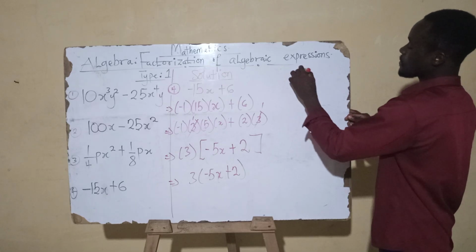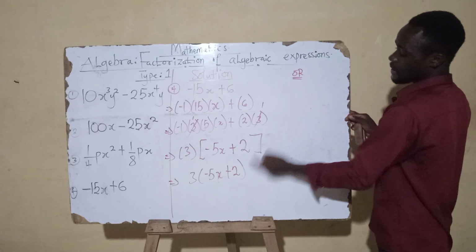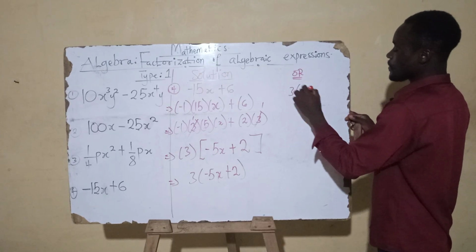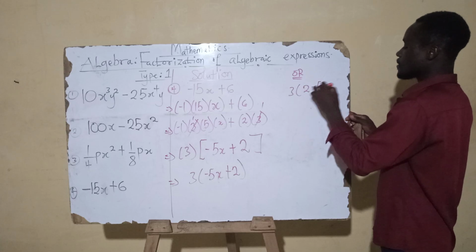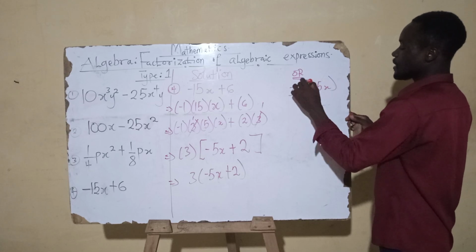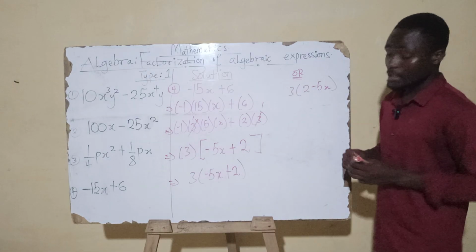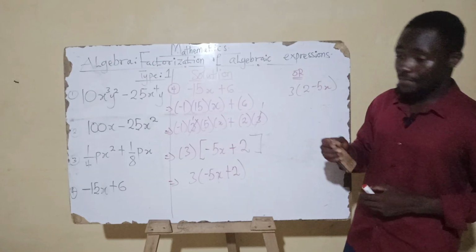Or mathematically, this can be rewritten as 3 in a bracket 2 minus 5x. And I have not changed anything. It is still the same as it is. So this and this are the same.